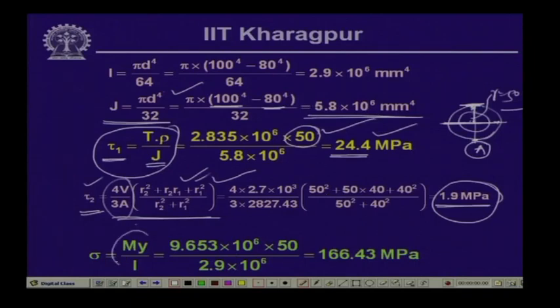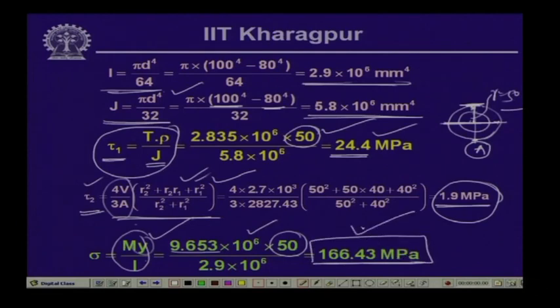The normal stress which we get because of the bending is My by I. The bending moment, as we have seen, is 9.653 into 10 to the power 6 Newton millimeter. 50 is the extreme distance where we are computing the stress, and I is the moment of inertia, which is pi d^4 by 64, and is 2.9 into 10 to the power 6 millimeter to the power 4. That gives us a stress of 166.43 megapascal.